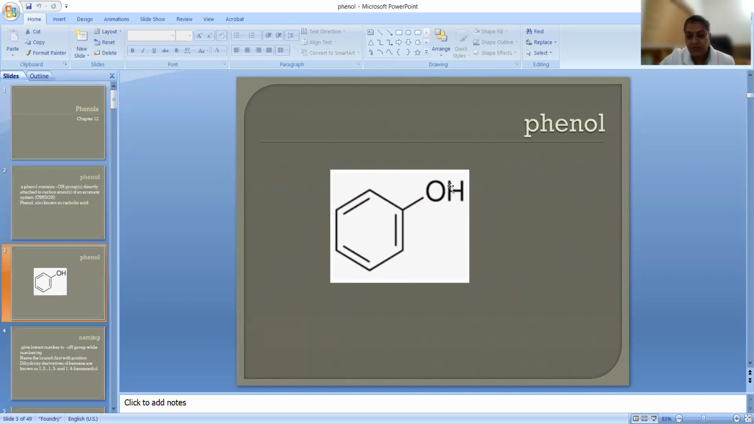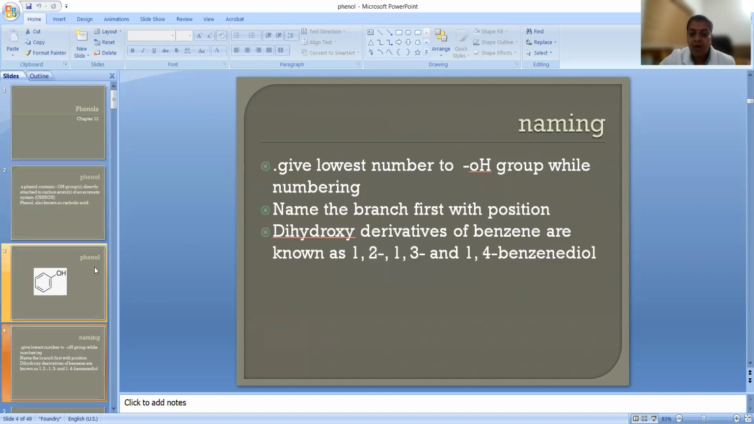So what is phenol? If an OH functional group is attached to a benzene ring, that is an aromatic system, you will get a phenol. So this is phenol. And how will we name phenol? It's very easy, just like alcohol, in the same manner we can name phenol also. Give the lowest number to the OH group while numbering.